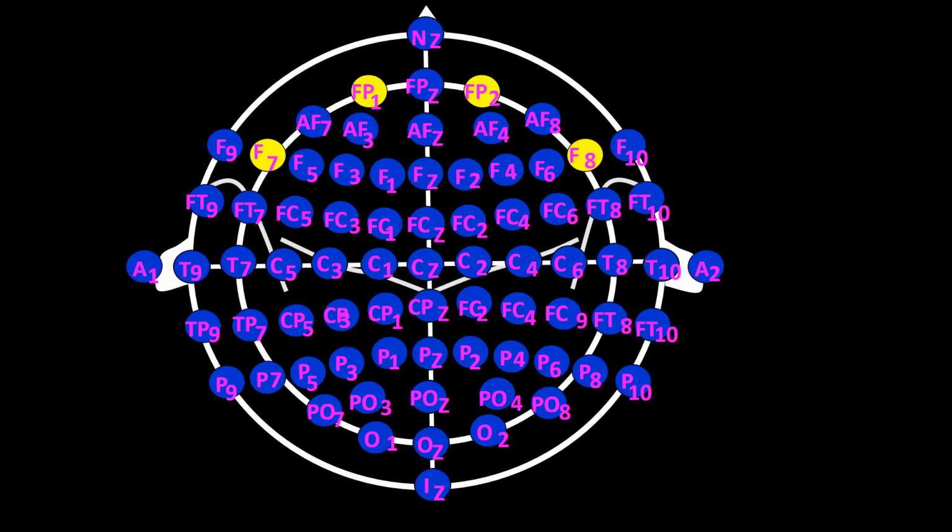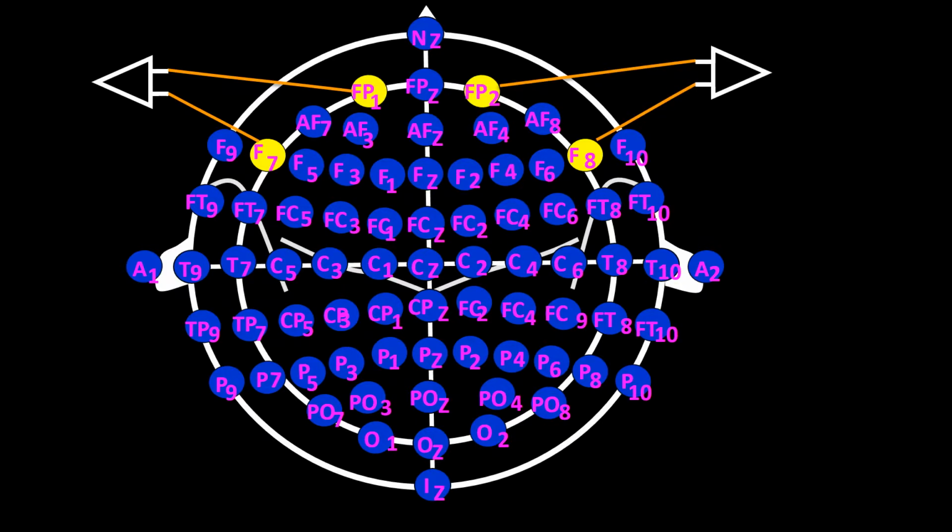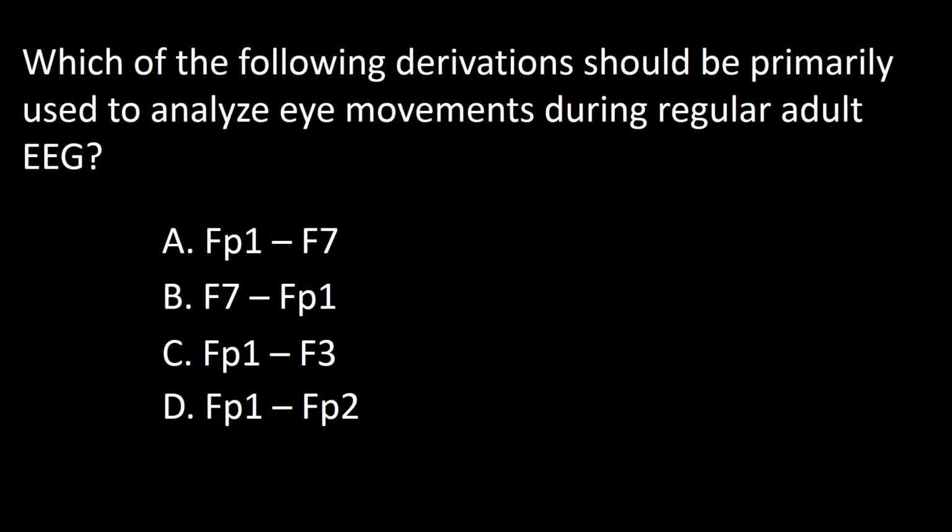Most would agree that when analyzing ocular activity or when trying to detect eye movement, the best derivations are FP1 to F7 and FP2 to F8. So the answer to this question is A.